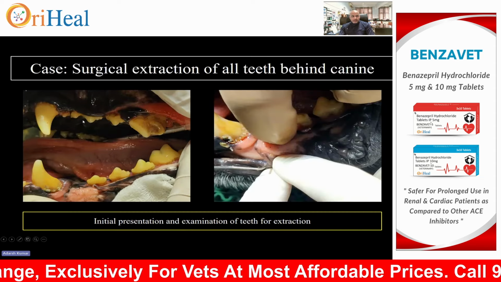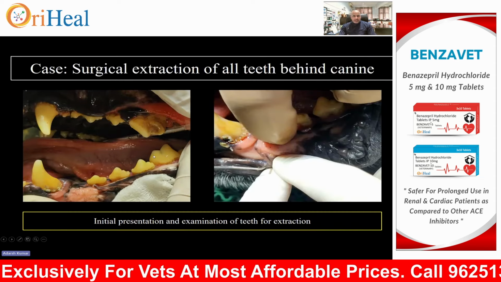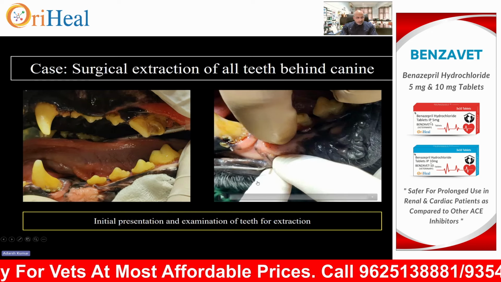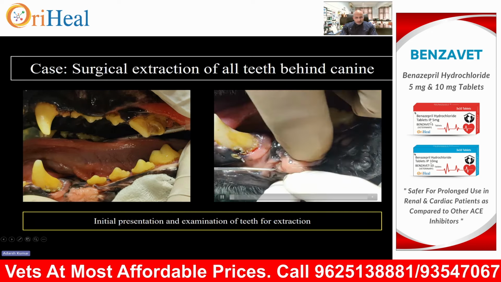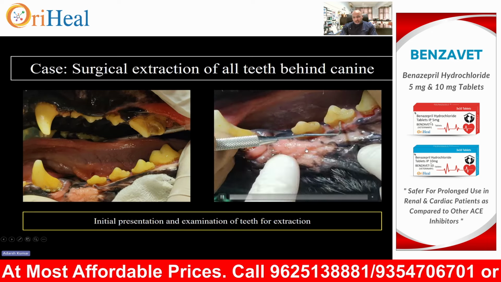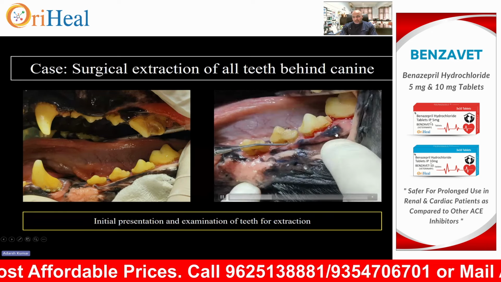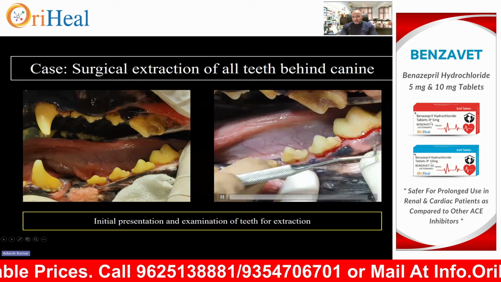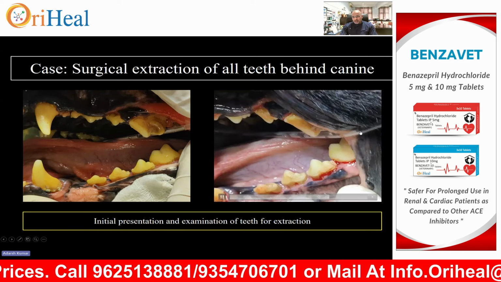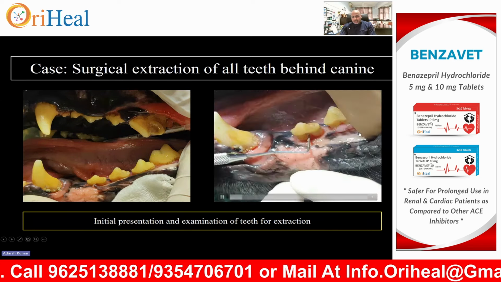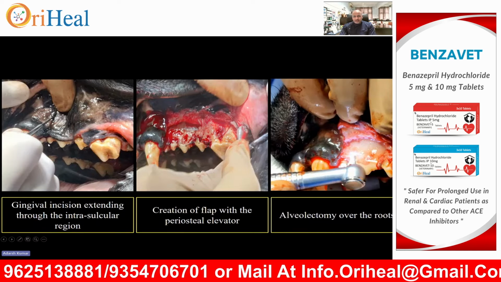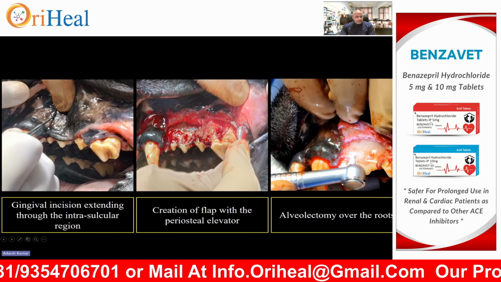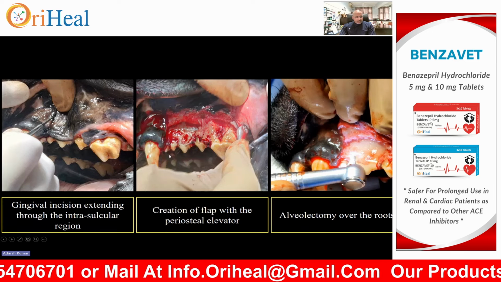Now, this is the surgical extraction of all the teeth behind the canine. This is the canine, and all these teeth are to be removed. Why? Because the dog has an issue. The furcation is exposed, there is mobility, and the animal is not able to eat. So we do an initial examination and go for the radiograph. Then the incision is given, a gingival incision, extended into the intercircular incision here.